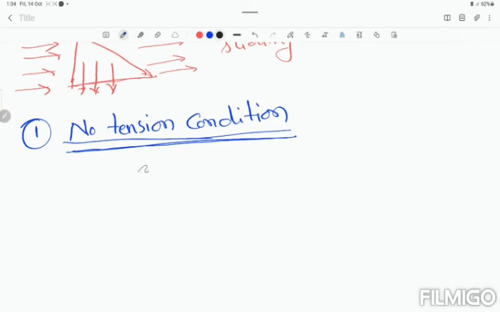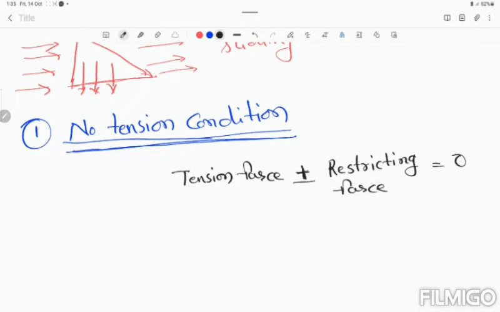We apply some kind of counteracting force. The tension force has a plus or minus sign, and we are adding a restricting or resisting force. The net must be equal to zero. Then the no tension condition will be satisfied. So because of this condition, it has to be satisfied.